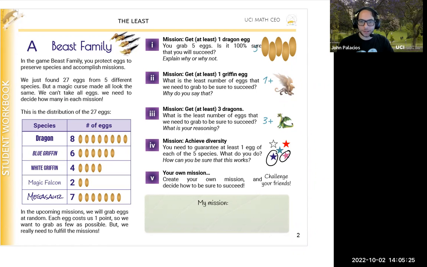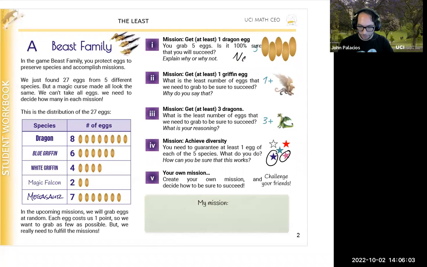For example, you could start discussing worst case scenarios, like what if I draw a blue griffin egg, a white griffin egg, a magic falcon egg, a megasar egg, and then the other magic falcon egg. I didn't grab a single dragon egg, so it's surely possible to not grab a dragon egg when you pull 5 eggs. Darn. Well, okay, so it looks like the answer is no. You cannot be 100% sure.